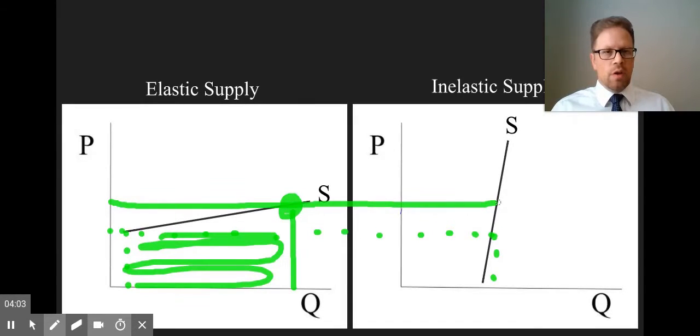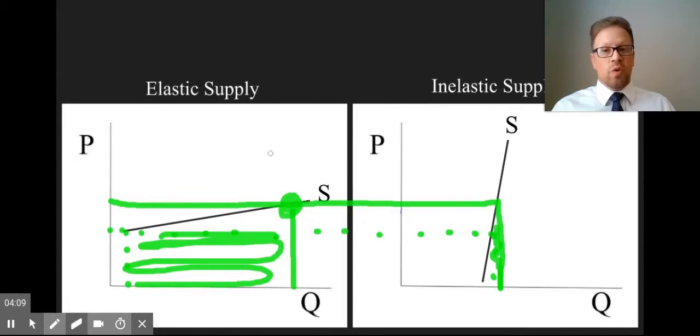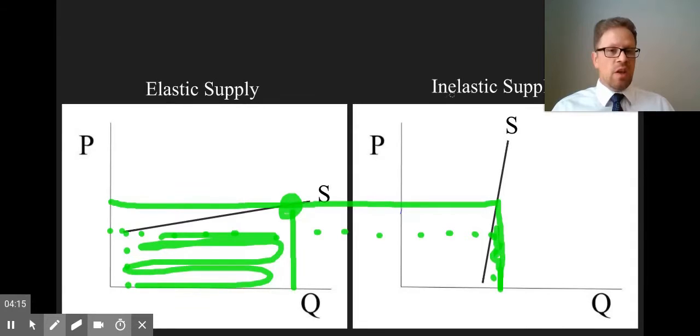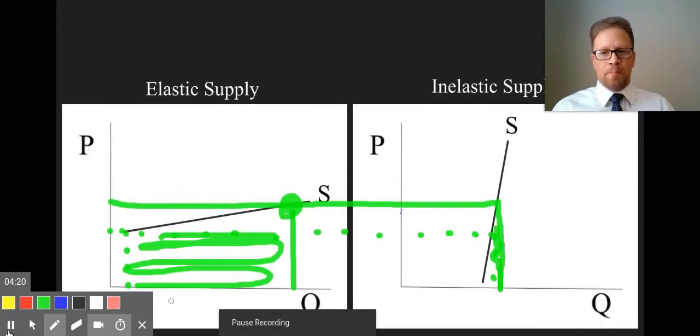When we do it on inelastic supply, there is going to be a difference, but it's going to be a really small difference. So again, we're talking about supply, elastic supply: price differences have huge impacts. Inelastic supply: price differences have very small impacts.